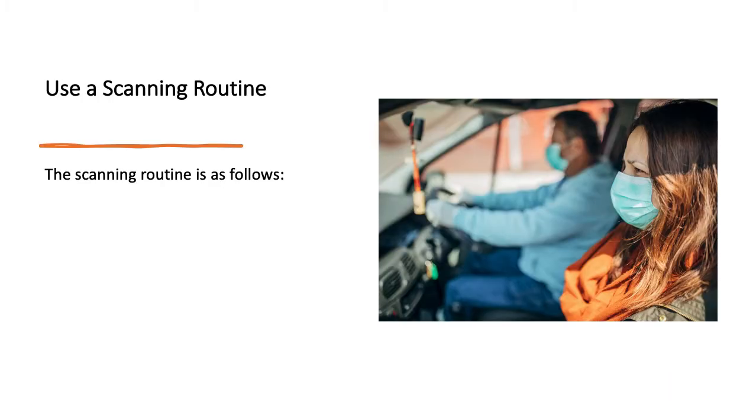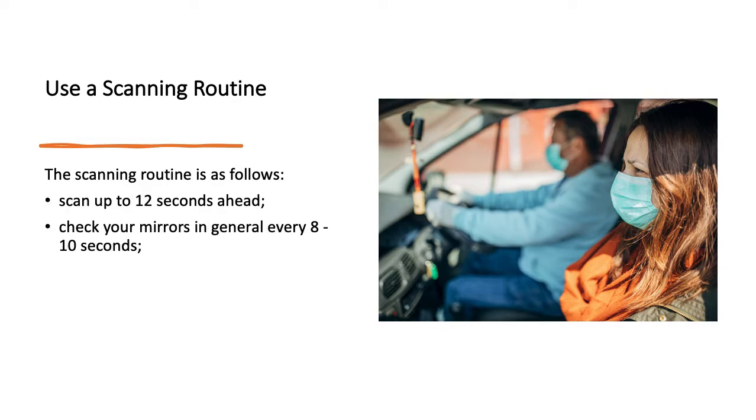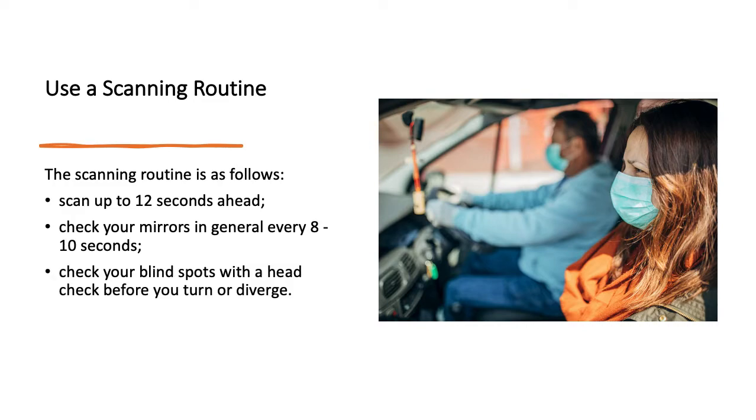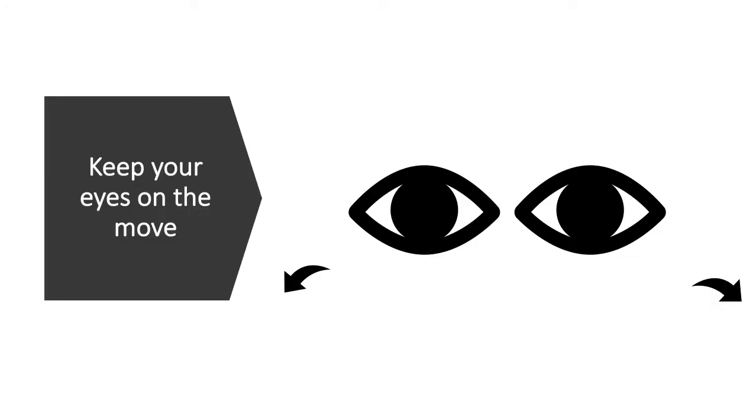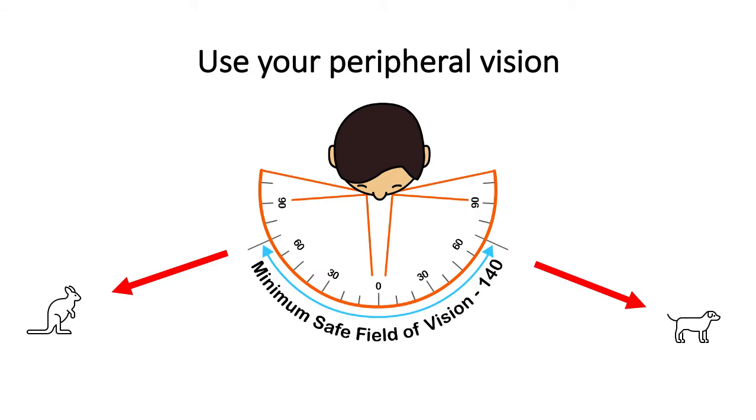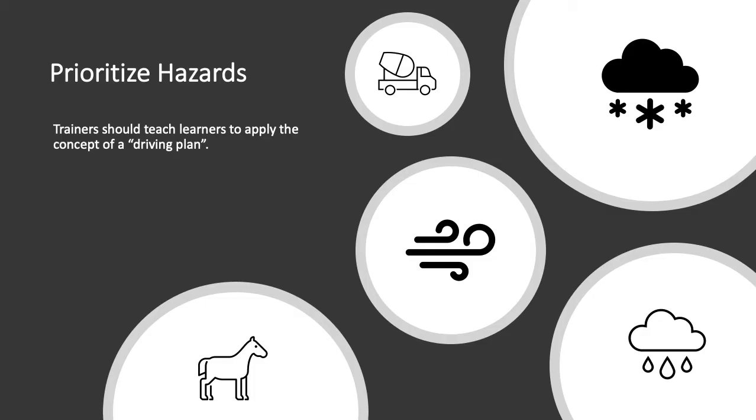It's important to use a scanning routine. That includes scanning 12 seconds up ahead in the road, checking your mirrors every 8 to 10 seconds, and checking your blind spot with a head check, also known as a shoulder check, before you turn or diverge. Keep your eyes on the move and use your peripheral vision. If we have an animal like a kangaroo or a dog, we want to try and capture them as early as possible in our vision to give us time to respond safely.